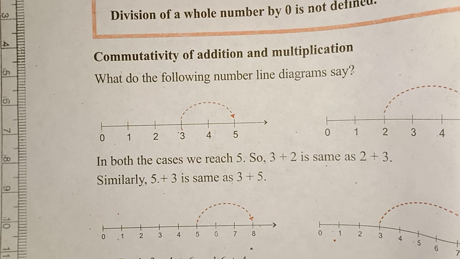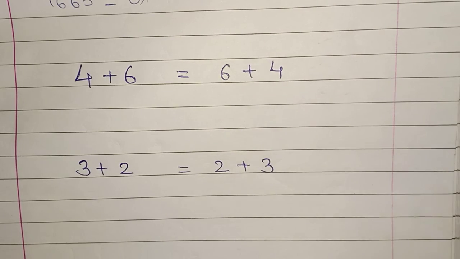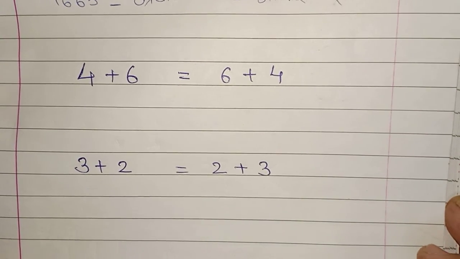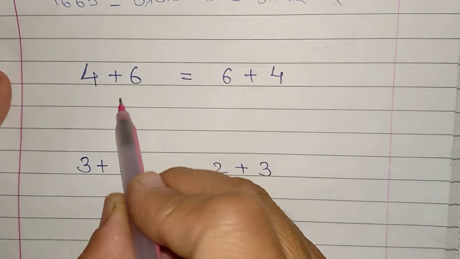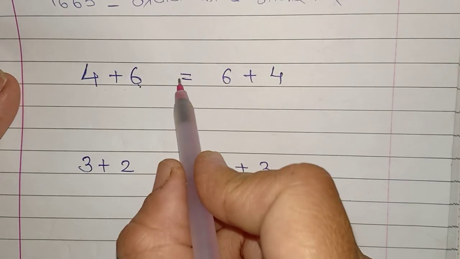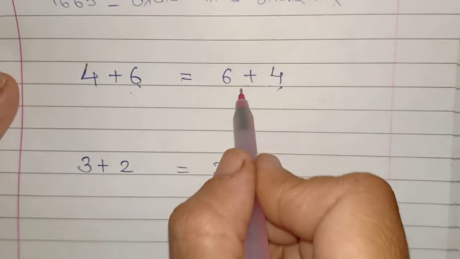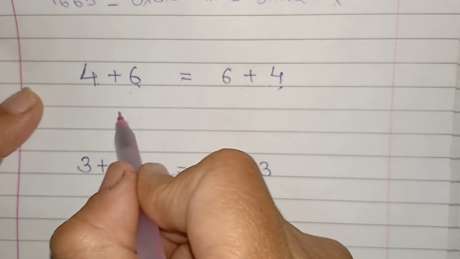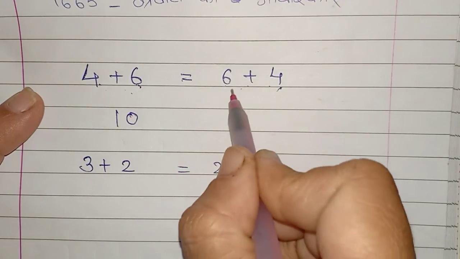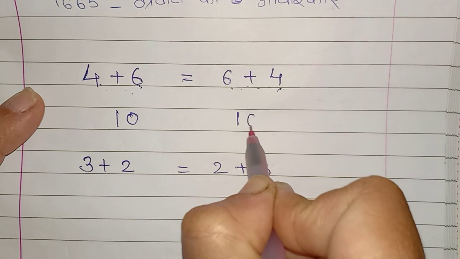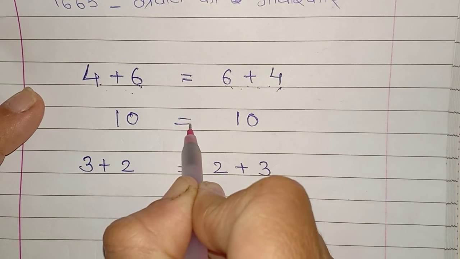Let's see this with some examples. Now let's check the commutative property for addition. Here I have written 4 plus 6, which is equal to 6 plus 4. Let's see whether the equation is true or not. 4 plus 6 is 10, and 6 plus 4 is also 10, which is equal.